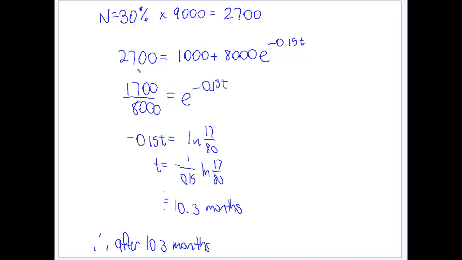So we subtract our 1,000, divide by the 8,000, and we're able to get our expression: negative 0.5t equals the natural log of 17 on 80. Divide by negative 0.5, so t equals negative 1 over 0.5 times the natural log of 17 on 80. Notice that's a fraction, and the natural log of a fraction gives you a negative, so it's going to give us a positive answer, and that's going to happen after 10.3 months.